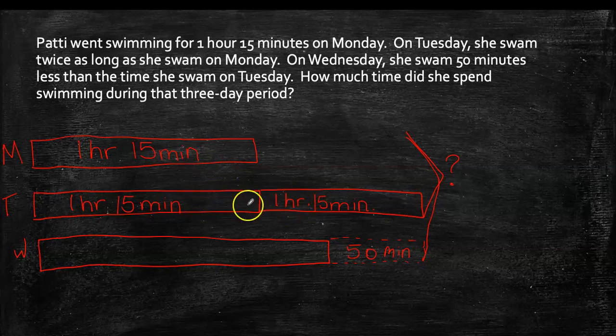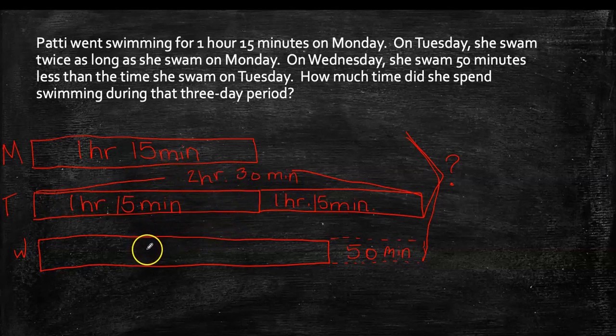How much total did she run by Tuesday first? Let's see if we can figure that out. 1 hour and 15 minutes and 1 hour and 15 minutes. Add those together and what do we get? So we're going to put that total right here to say that 15 minutes and 15 minutes is 30 minutes. Perfect. 1 hour and 1 hour is 2 hours. Kiss your brain. So Tuesday, she swam for 2 hours and 30 minutes.